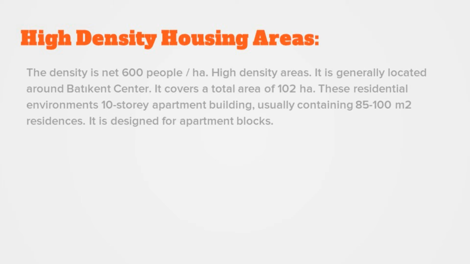Then finally, the last one I want to discuss is the high-density housing area, which was designed for 600 people per hectare. It is generally located around the Batikent center. It covers an area of 102 hectares. These residential environments were mostly 10-story apartment buildings, usually containing 85 to 100 square meters of residences. It was designed as apartment blocks.